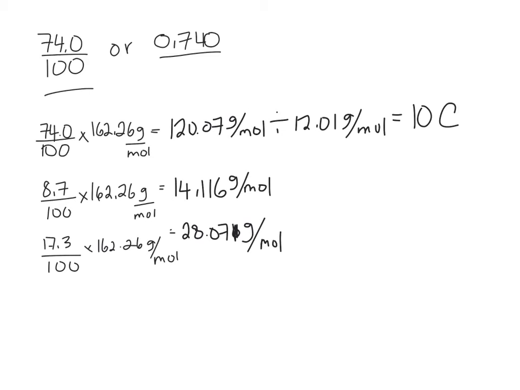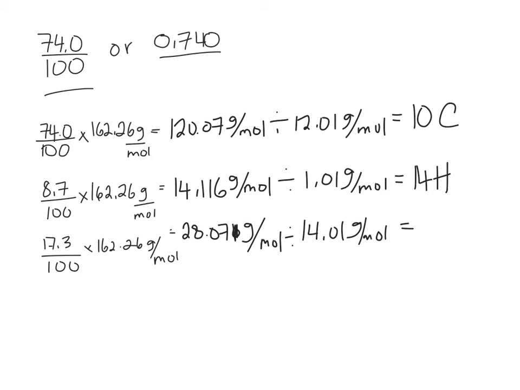What is 14.116 divided by 1.01? 14. And the last one was nitrogen, so divide by 14.01. And that's 2. We don't even need calculators for this part. That gives you the subscripts for those elements in the molecular formula.